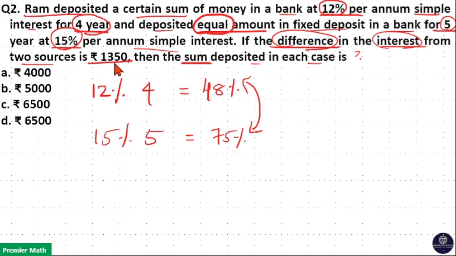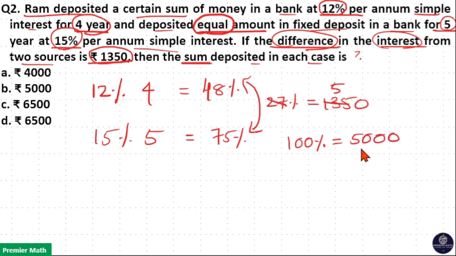Now, the difference in interest from the two sources is 1350. Here the difference between 75% and 48% is 27%, which is equal to 1350. Now, 7 into 5, 35. So, 27 goes 5 times in 135. That means 1% is 50, then 100%, that is the sum, is 100%. Sum is equal to 50 into 100, 5000 rupees. So, option B is your answer.